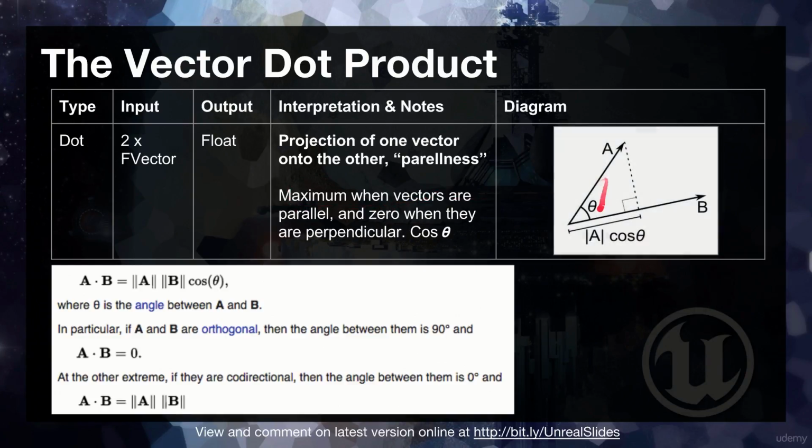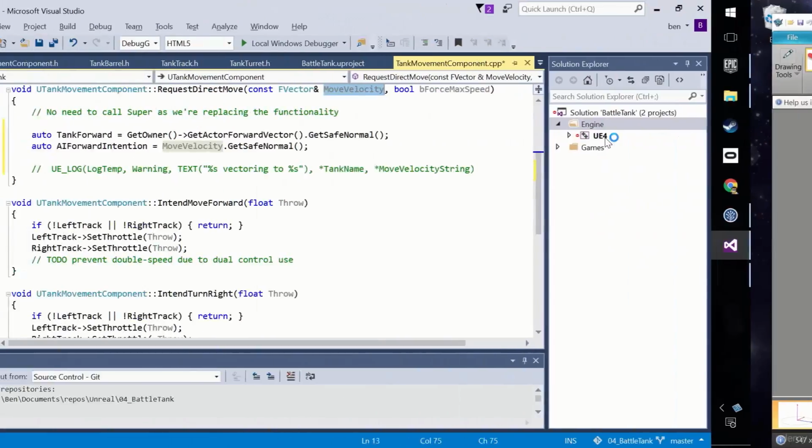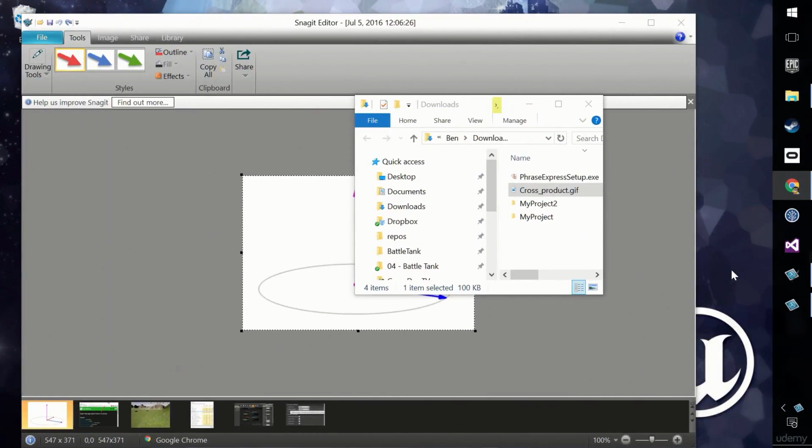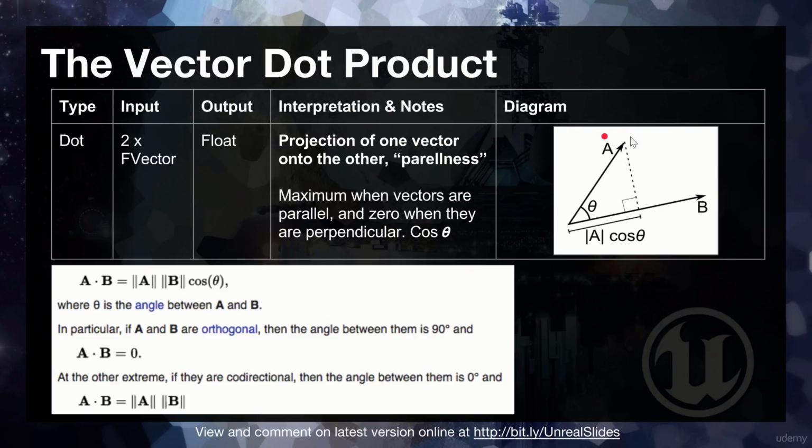And the diagram, one way of looking at it, is like this. Say B is the tank forward direction, but A is the AI aim intention, or the AI forward intention. Then what you've got there is the projection. You're saying, well, how aligned are they? And that is what we're getting out of the dot product here.